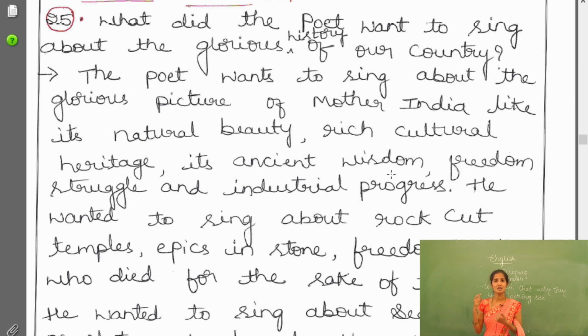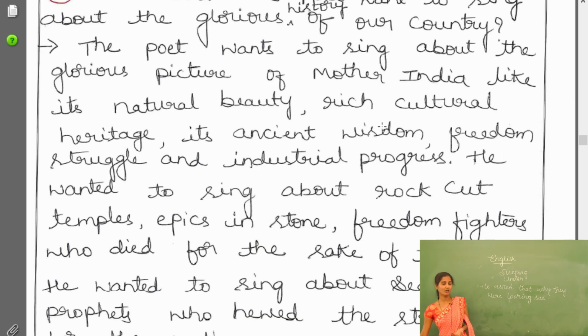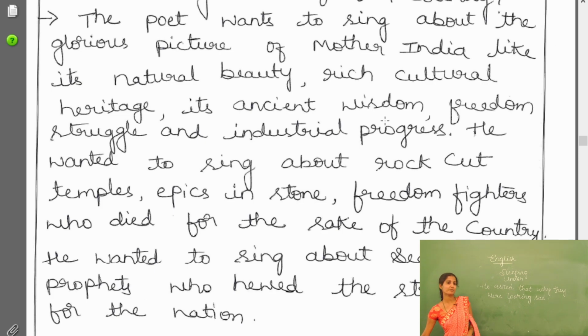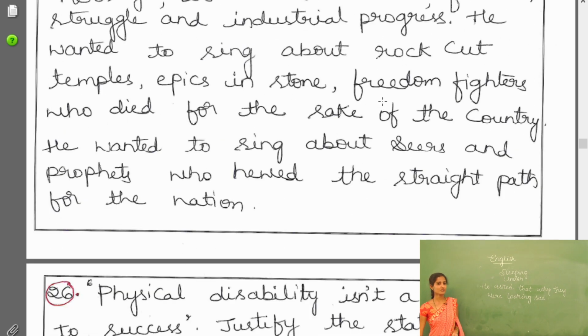And the answer is, the poet wants to sing about the glorious picture of Mother India, like its natural beauty, Himalayan mountains, rich cultural heritage, ancient wisdom, freedom struggle, and industrial progress. He wanted to sing about rocket temples, epics in stone, freedom fighters who died to call you as their own. And he wanted to sing about the seers and prophets who had shown the straight path for us. So in this way, these are the things he wanted to sing.